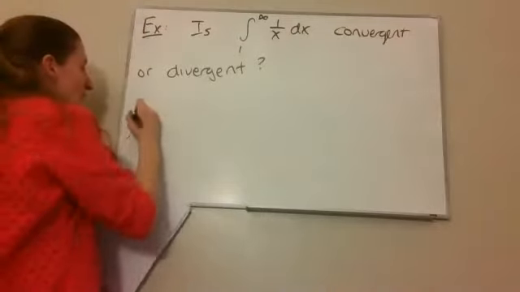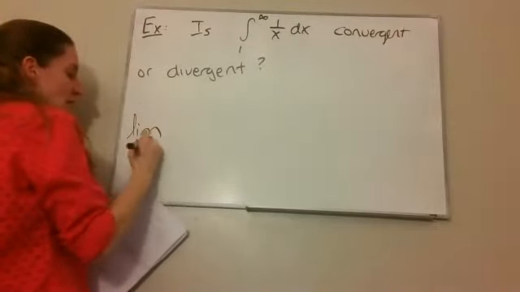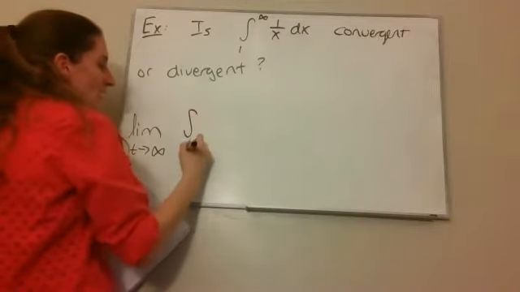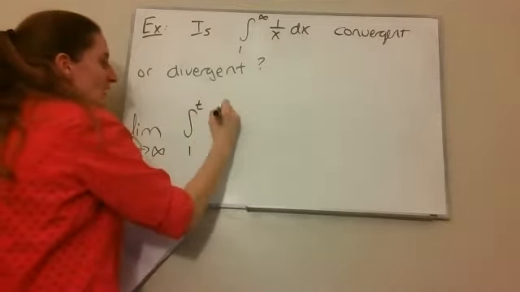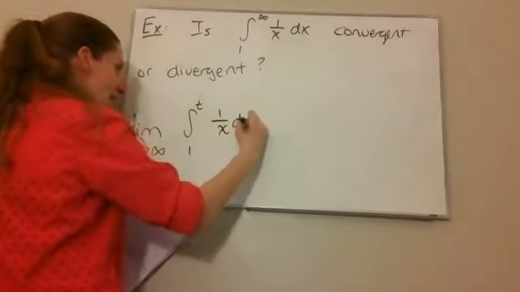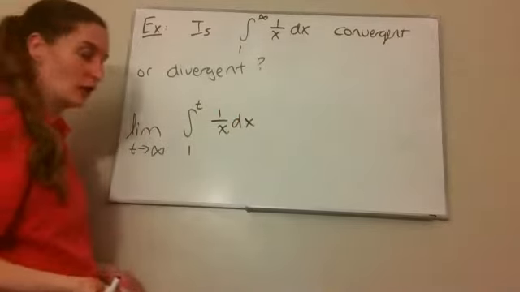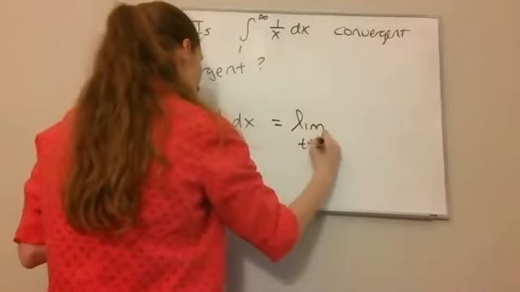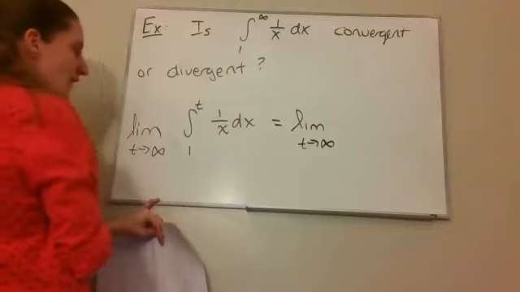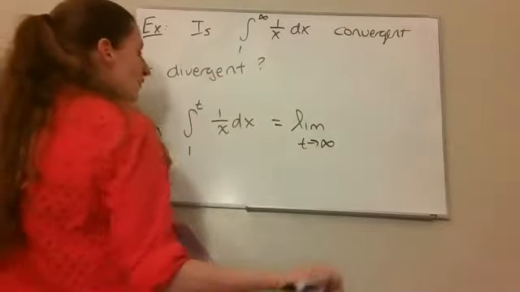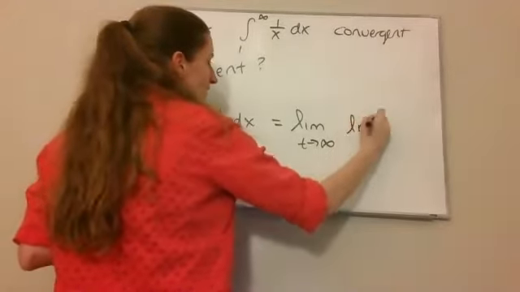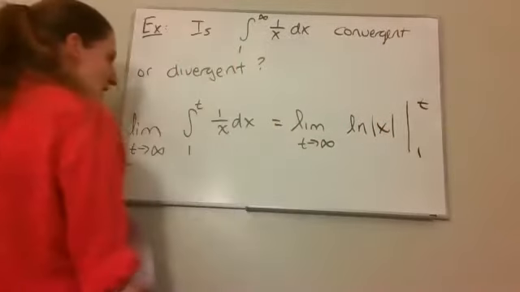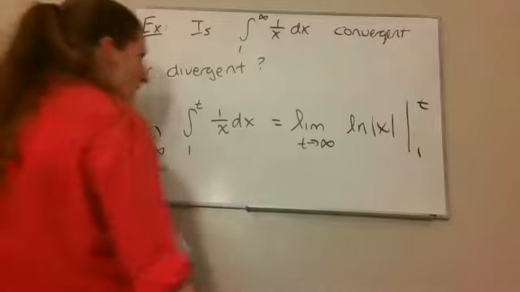So I'm going to rewrite my integral using a limit. I'm going to have the limit as t approaches infinity of the integral from 1 to t of 1 over x dx. And now let's just do the integral and calculate the limit. So I'm going to have a limit as t goes to infinity of the antiderivative of 1 over x, which is natural log absolute value of x. Plug in the t and plug in the 1.